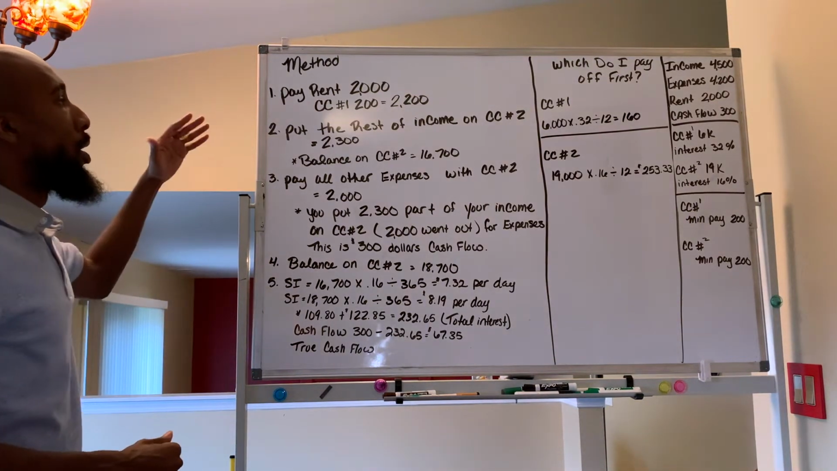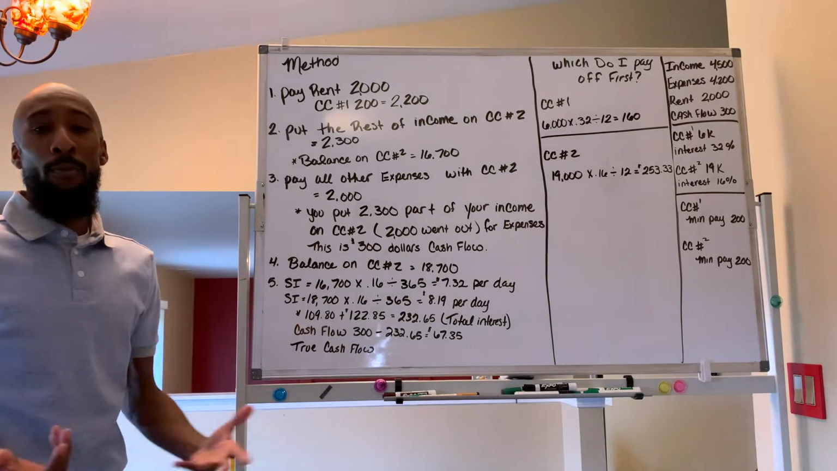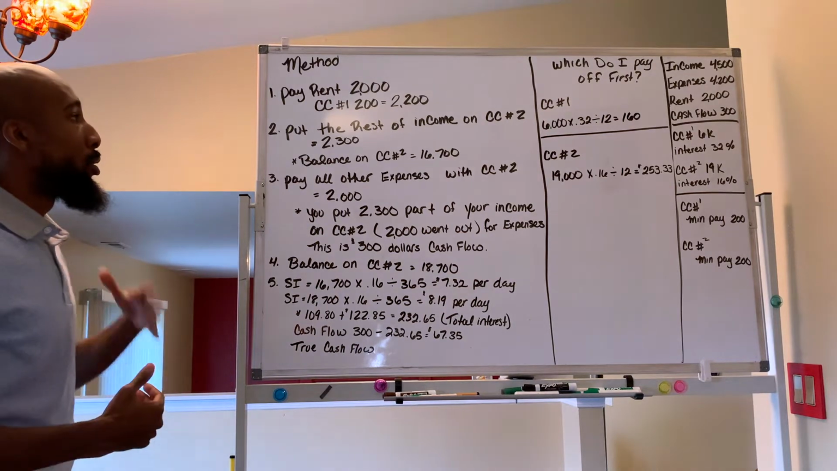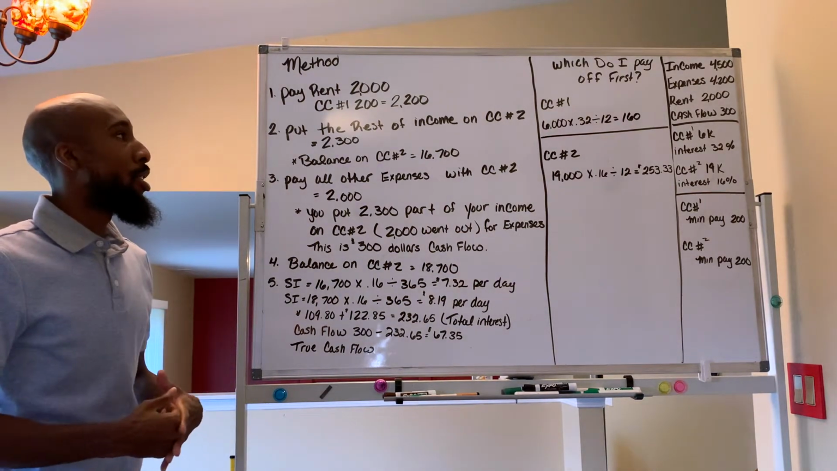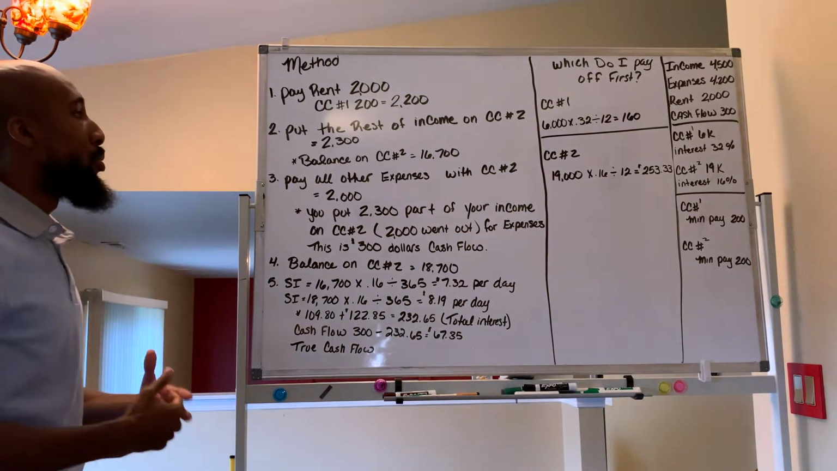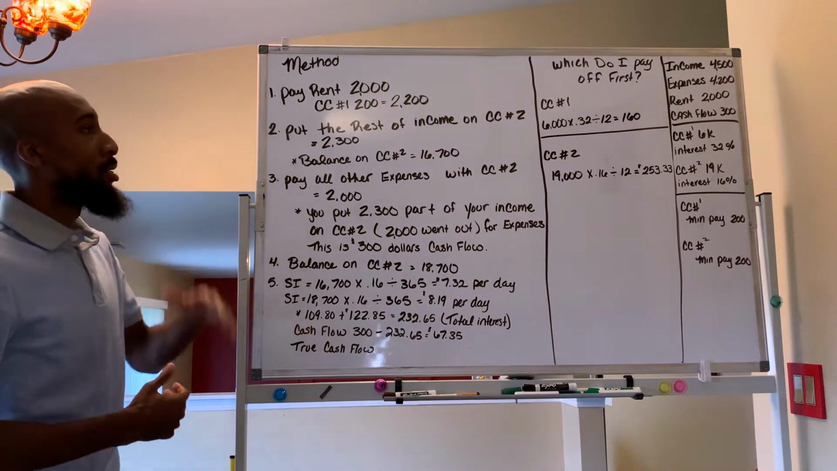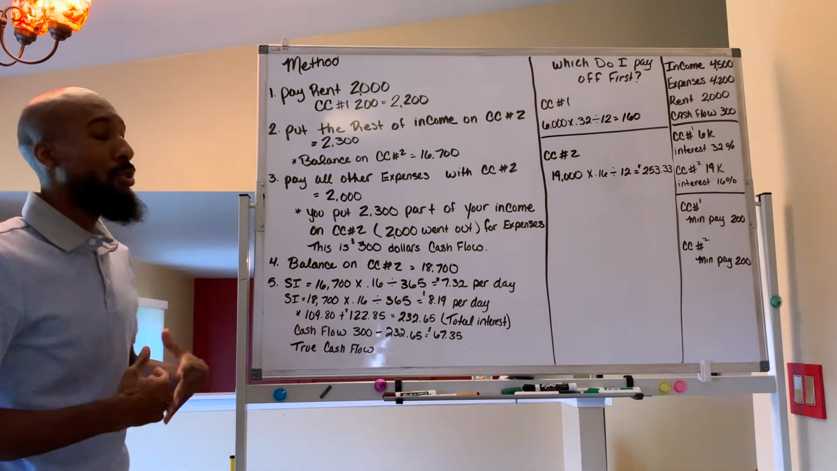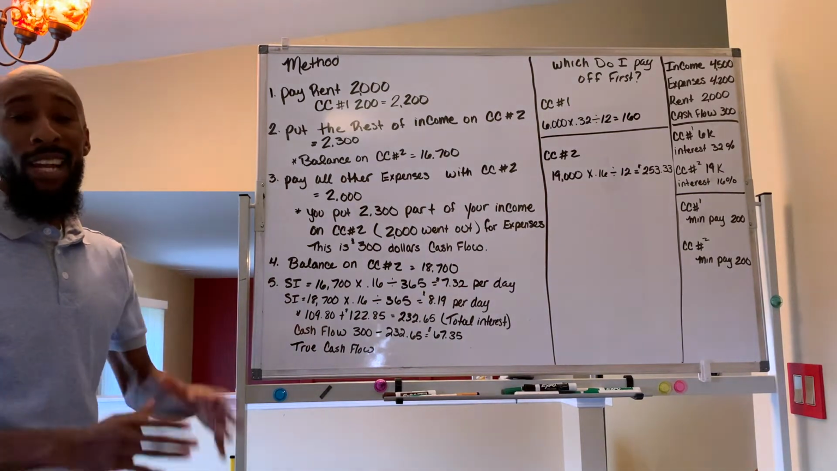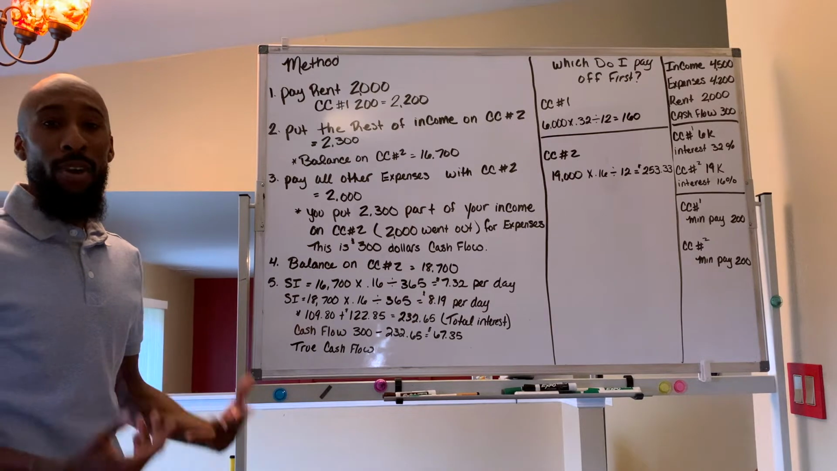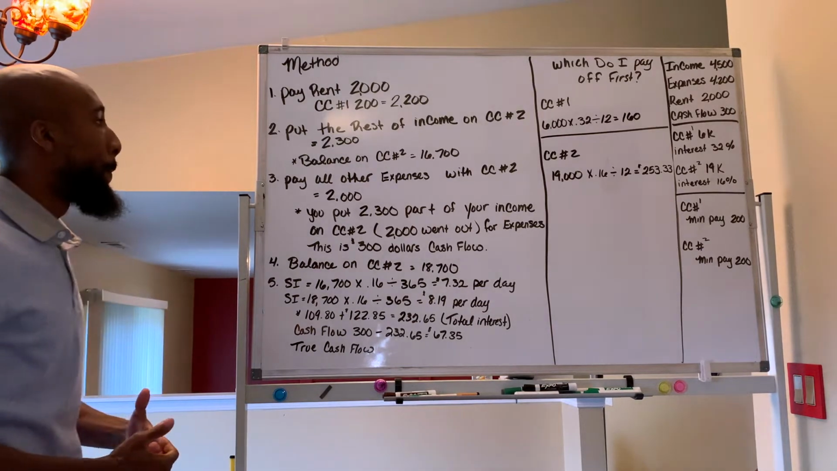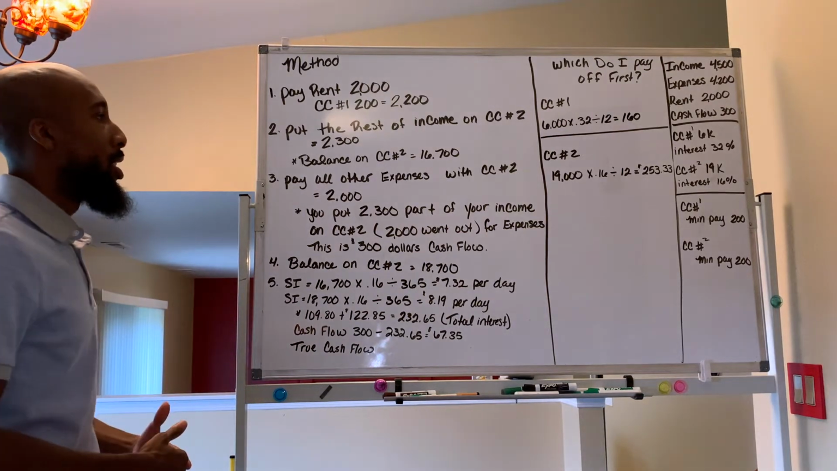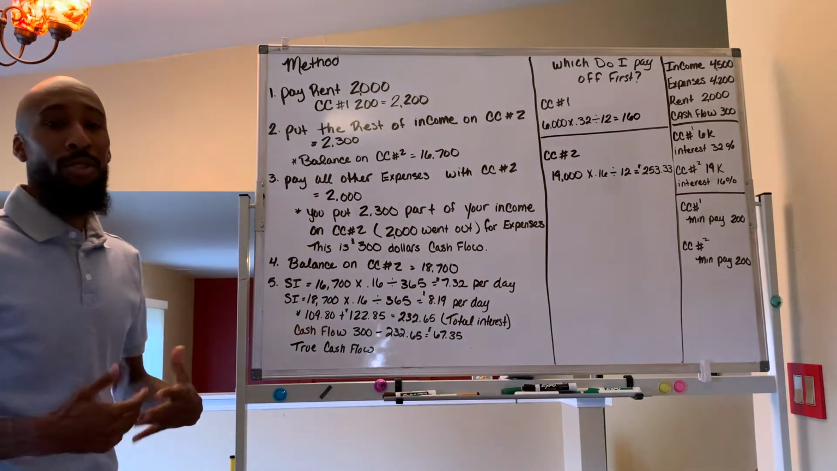So step one, we're going to first pay our rent, and this is going to be with our cash. We're going to pay the rent $2,000, and then credit card number one, we're going to pay $200 with our cash. So $2,200, one is going towards the rent, the other one is going towards credit card number one because that is the minimum payment that you have to pay on credit card number one. Now step two, we're going to put the rest of our cash income onto credit card number two.